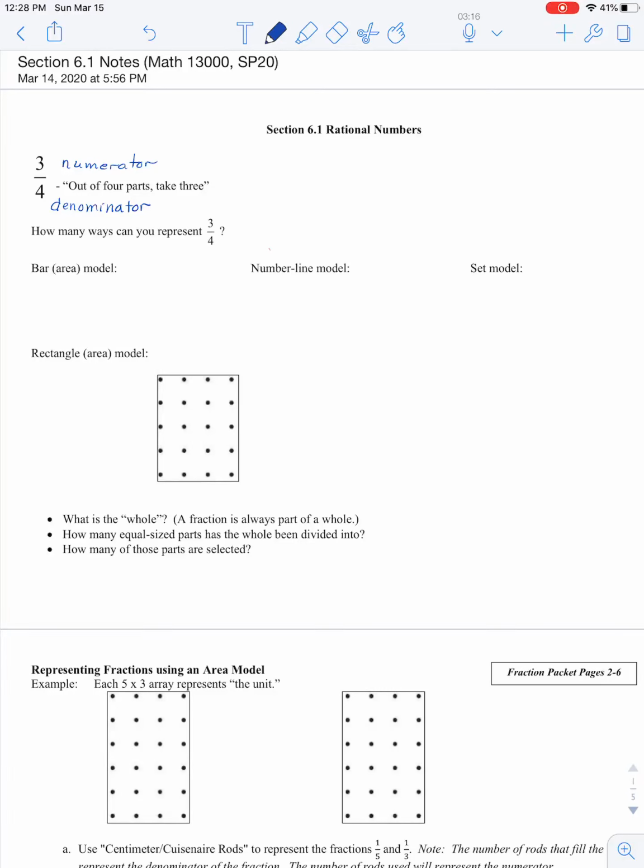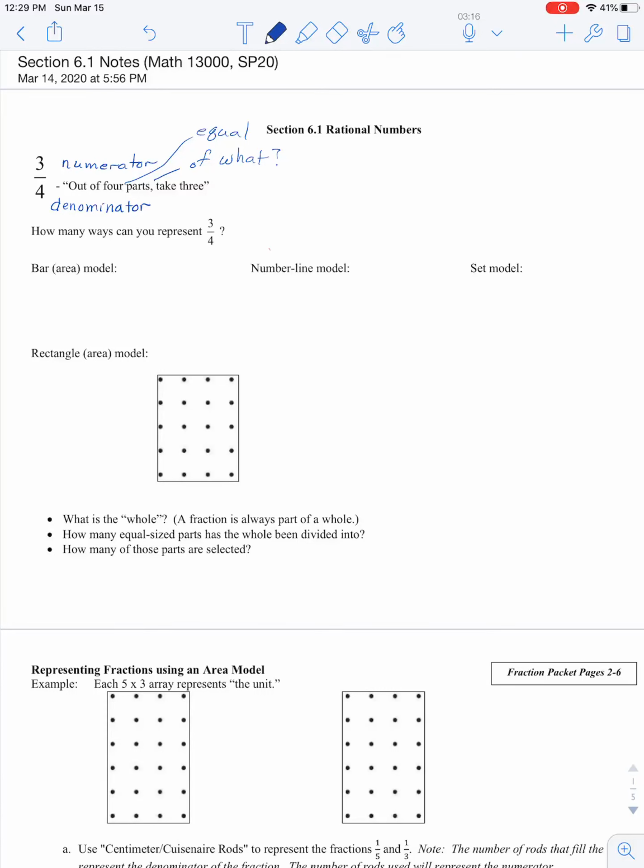And another thing that we don't even think about when we say this is out of 4 parts of what? And the 4 parts have to be equal. So really 3/4 by itself is somewhat meaningless. When we say 3/4 by itself, we really mean 3/4 of 1, or out of 4 parts of 1, take 3. So when we represent a fraction like 3/4, we focus first on deciding on what the what is, on the unit, and dividing it into 4 equal parts.